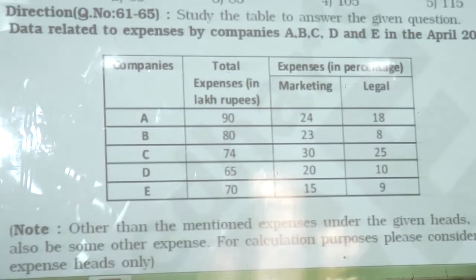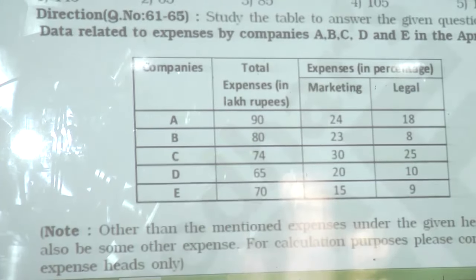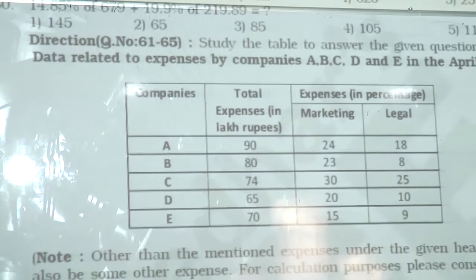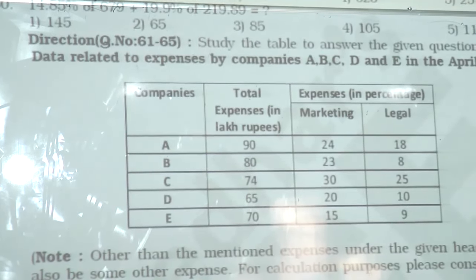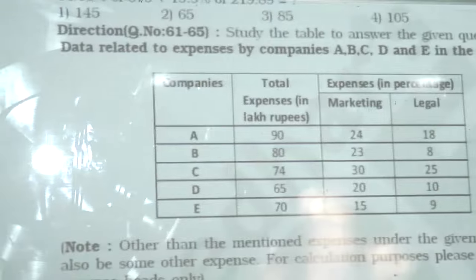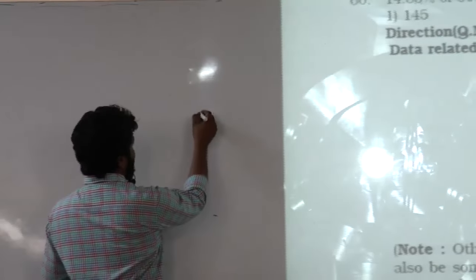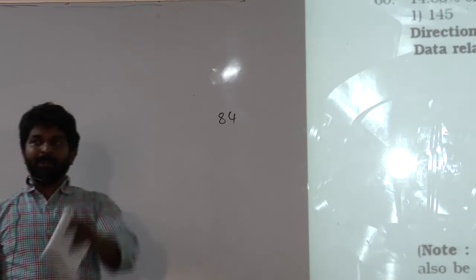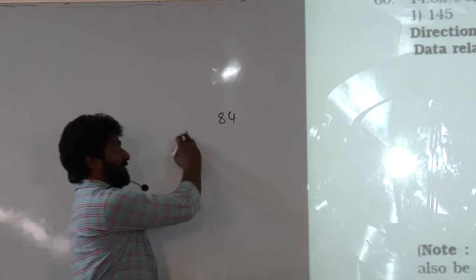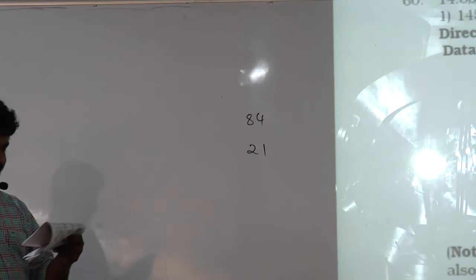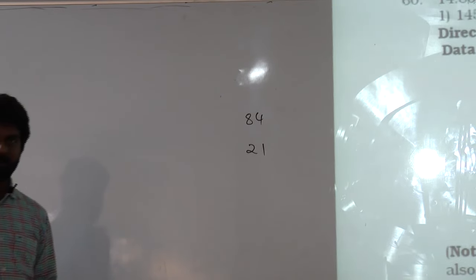In April, for company E we have 70 lakhs. In October it increases by what percent? 20%. What is 20% of 70? 14. It increases by 20%. So increases by 14 from 70, that becomes 84. And for marketing in that particular month they are going to spend 25%, which is half and half. Half of 84 is 42, again half is 21. 21 lakhs. Fourth option. Any other question?